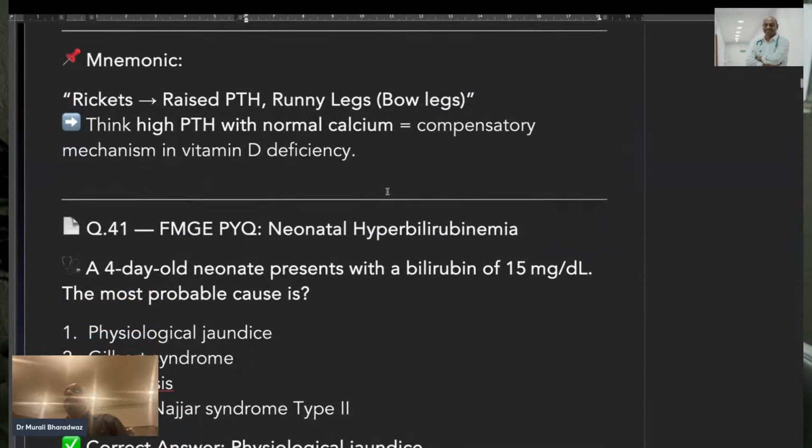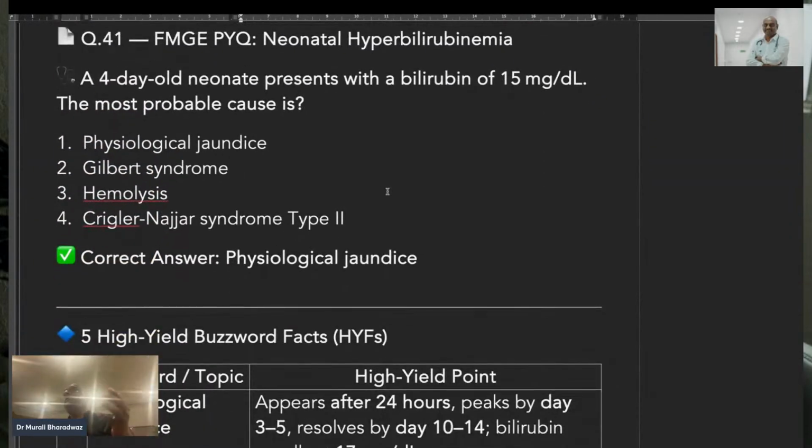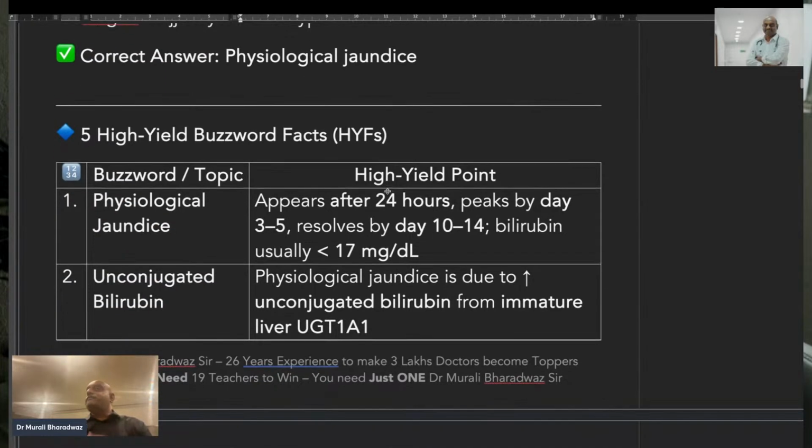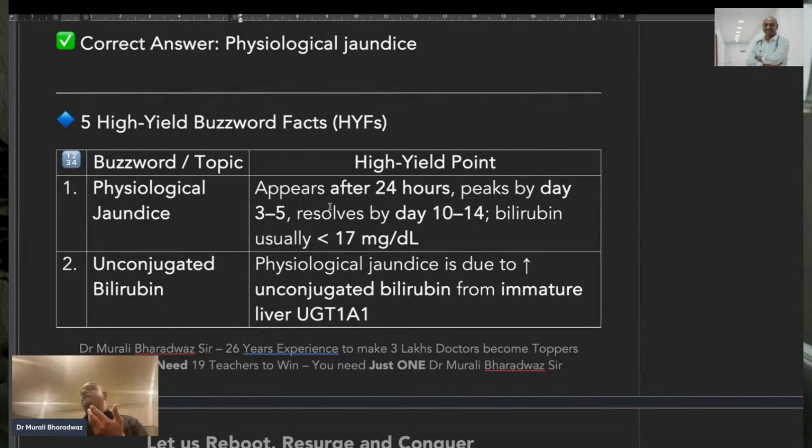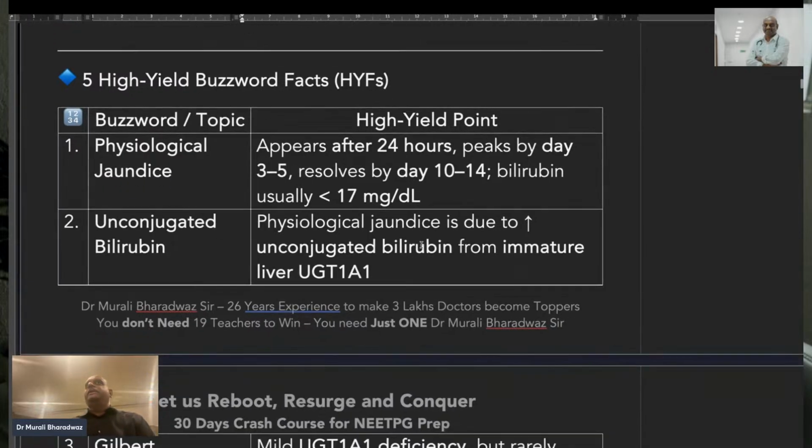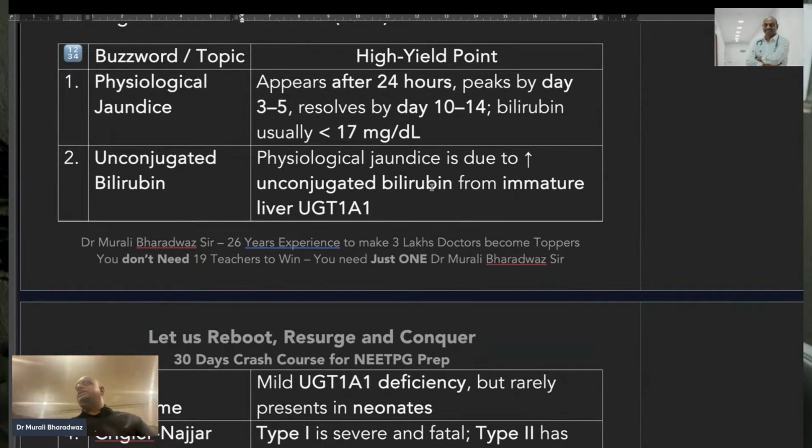Very good. A 4-day-old neonate presents with bilirubin of 15. What is the diagnosis? Always after 24 hours. Very good. After 24 hours, peaks by day 3 to 5, resolves by day 10 to 14. Bilirubin is usually less than 17. And physiological jaundice is unconjugated bilirubin, because those babies have immature UGT1A1. Thank God. That's how pediatricians survive.